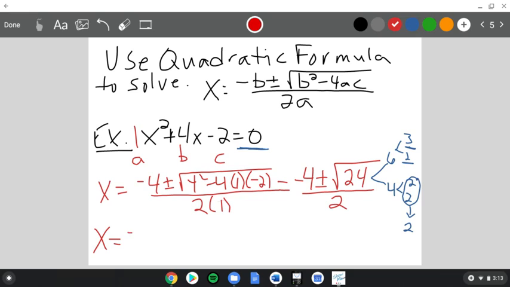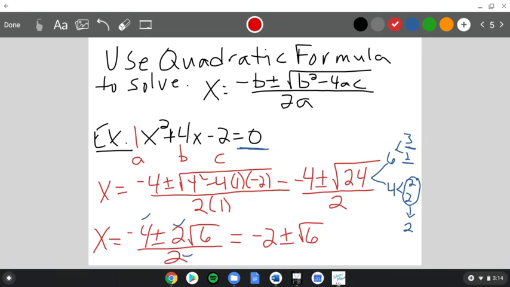So now we've got x equals negative 4 plus or minus. The 2 came out of the house. Staying home is the 2 times 3, which is 6. Then there's one more step. If all 3 outside numbers divide by something, you have to reduce it down. So negative 4, 2, and 2 all divide by 2. So when I divide those all by 2, I would get negative 2 plus or minus square root of 6 all over 1, which you don't have to write.